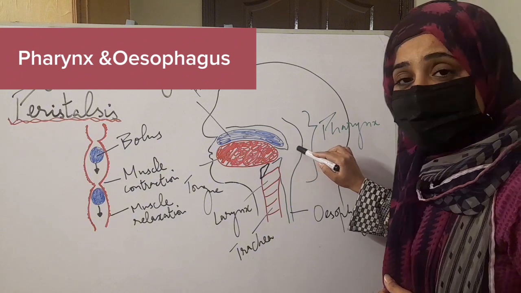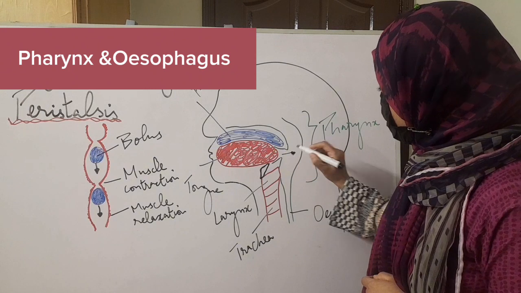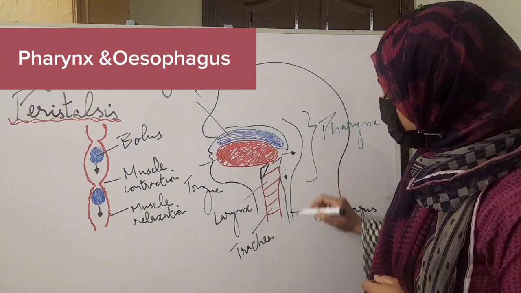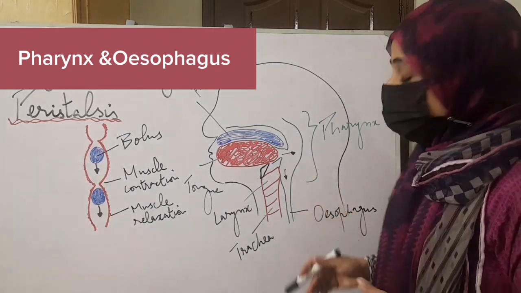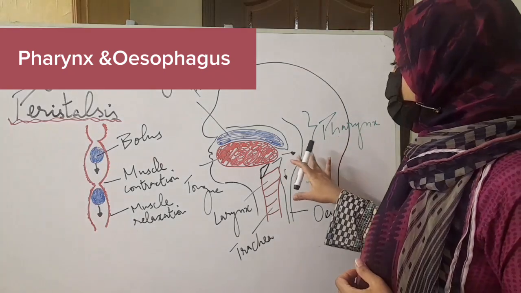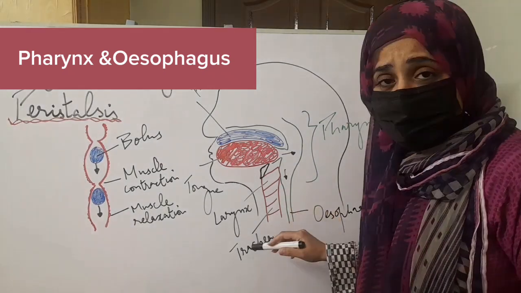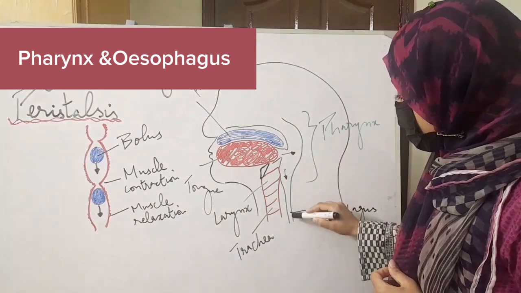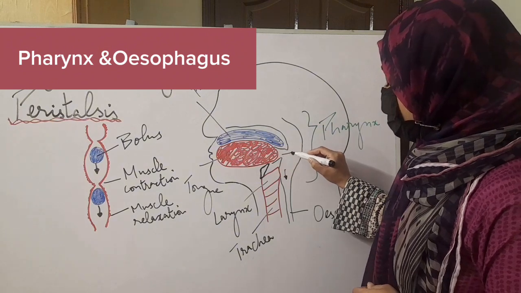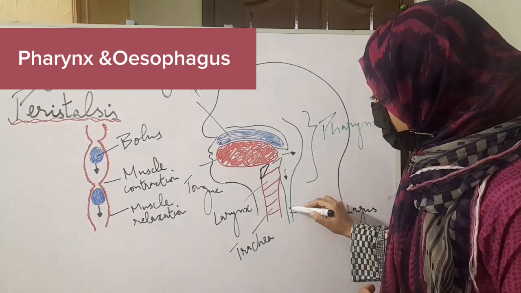The bolus enters the pharynx, and from the pharynx it moves towards the esophagus. Esophagus is also a tube-like structure, and its size is about 10 inches. It has a special mechanism through which food particles are prevented from entering the trachea or windpipe. The tongue pushes the bolus towards the pharynx, and from the pharynx the bolus then enters the esophagus.